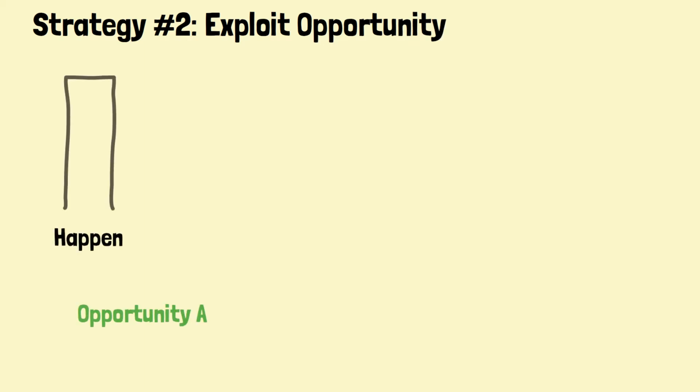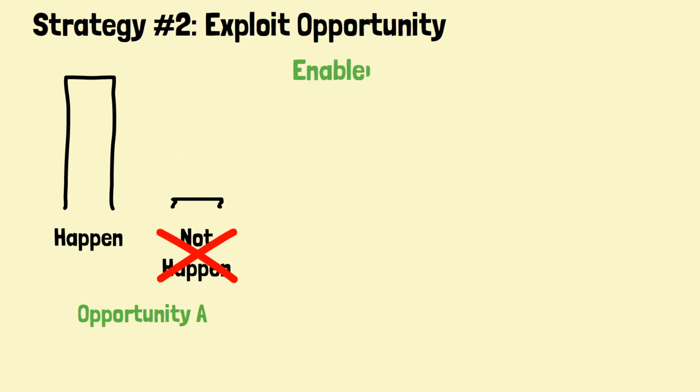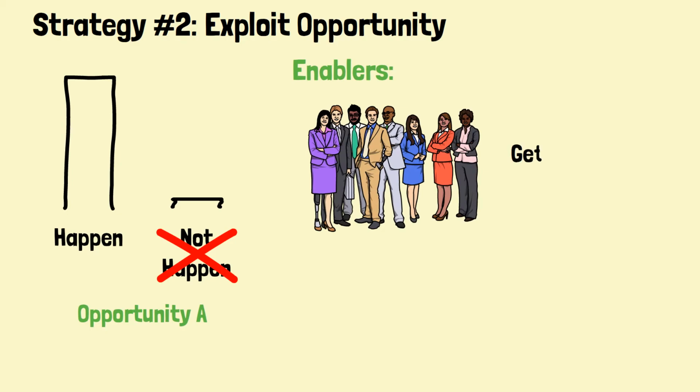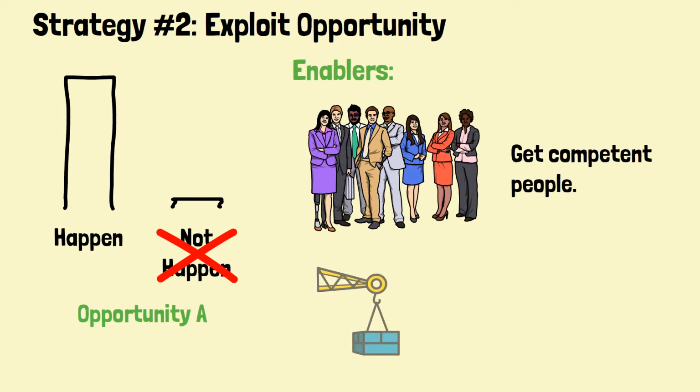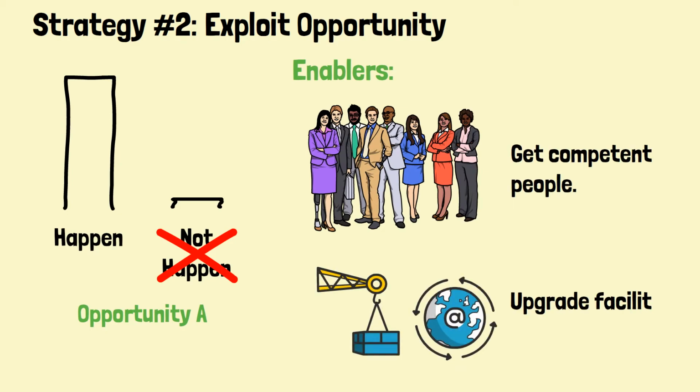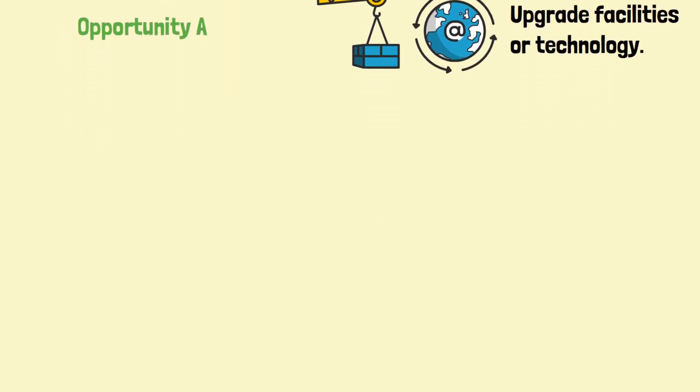Strategy number 2, exploit opportunity. This response strategy tries to remove uncertainties associated with the opportunity and ensure the opportunity would happen. A simple example is to get the competent people to work on it. Another example is to upgrade the facilities or technology to improve the prospect of the opportunity.